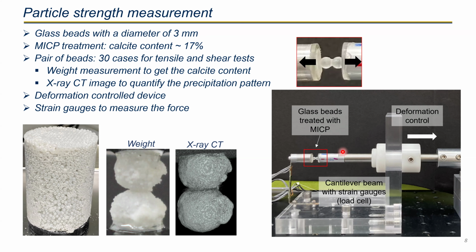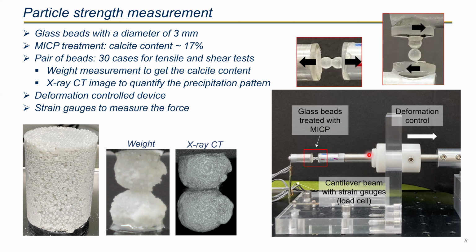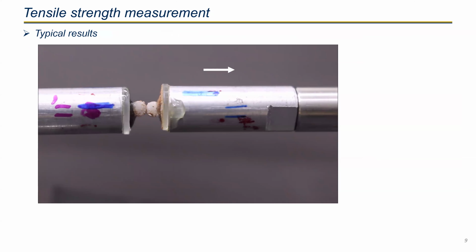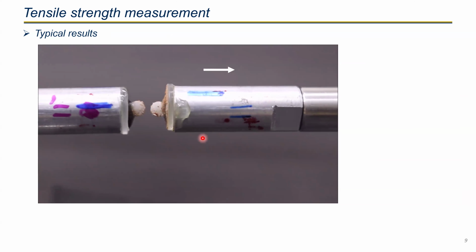If you look in more detail at this part, you can see the sand MICP bonding is exposed to the tensile stress. For the shear strength measurement, we reoriented the direction of the particles so that they are exposed to the shear stress. This is the representative result from the tensile test. You can see in the video a beam moving to the right until it fails. And you just see the failure happen.